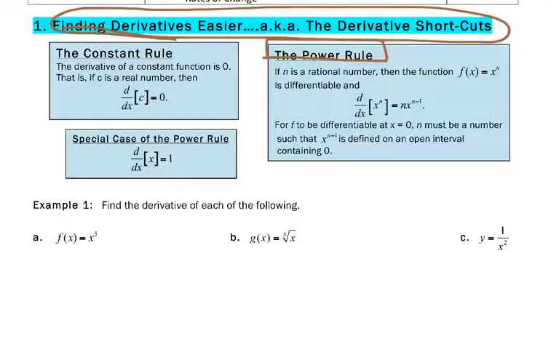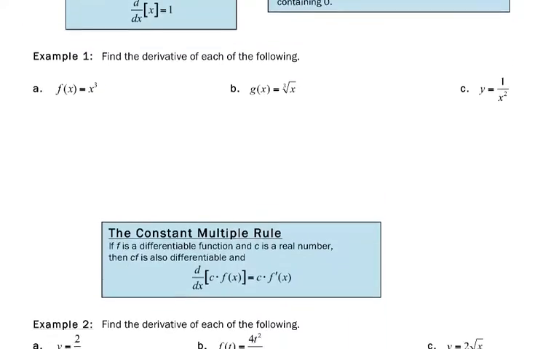What that means is, if a function is given to you, say f of x equals x to the n power, what you do is move the power and turn it into the coefficient, and then the power becomes n minus 1. That will give you the slope of the function, or the derivative of the function.